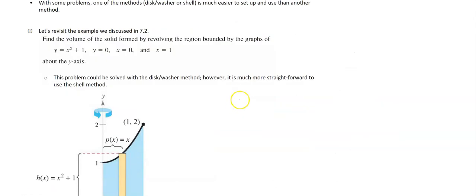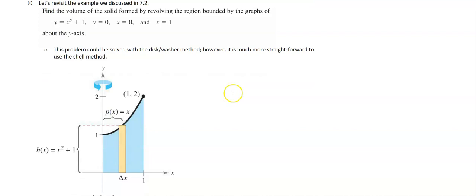So we're going to look at this example from 7.2: find the volume of the solid formed by revolving the region bounded by the graphs of y equals x squared plus 1, y equals 0, x equals 0, and x equals 1 about the y-axis. Now this problem could be solved with the disk or washer method, and we did that in the previous section. So let's take a look at it.